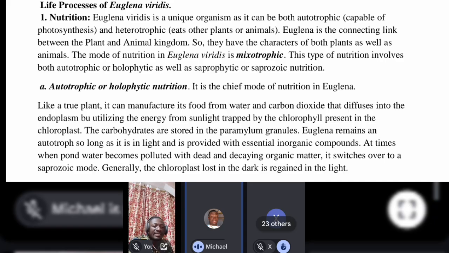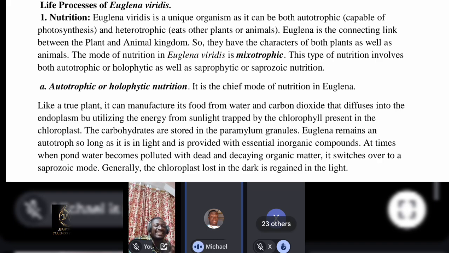So Euglena viridis is a unique organism. The reason is it can undergo two feeding mechanisms, that is autotrophic feeding, self-feeding, making your own food from inorganic substances, or making organic compounds from inorganic compounds, and it will use light. Then we have what we call heterotrophic feeding, feeding from a different source, that is from food prepared by another organism. So that is the two types. It can do both photosynthetic and heterotrophic. So it can eat other plants or animals.